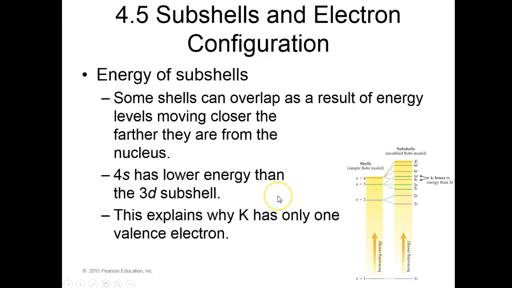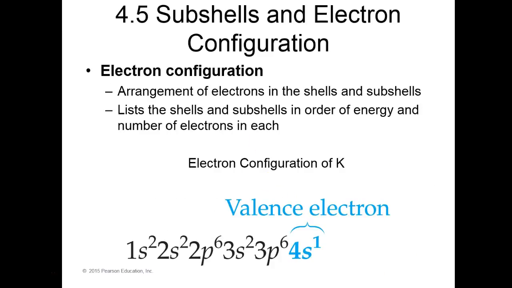All right, so that explains why potassium has only one valence electron. So here's what he just went over, and here's another idea of this. Make sure that you'd be able to cover up this slide and redo that based on how many can fit in each shell and subshell.